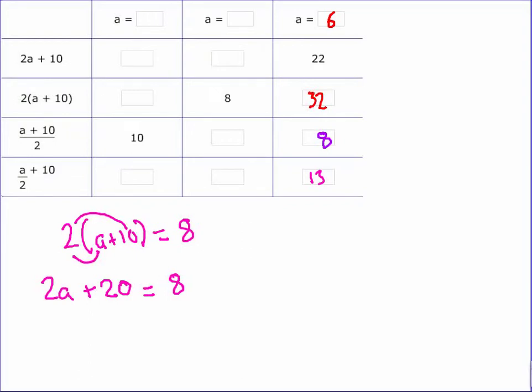Then divide both sides by 2, and I get A equals minus 6. So A for each of these will be minus 6. Plugging that into my first expression, 2A plus 10 gives me 2 times minus 6 plus 10, which gives me minus 12 plus 10, which gives me minus 2.